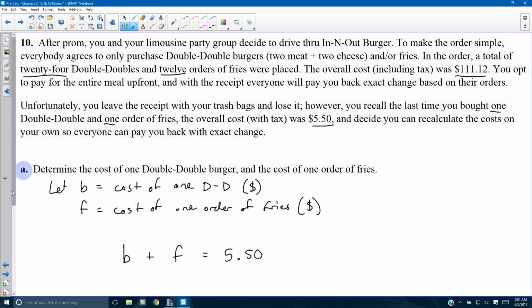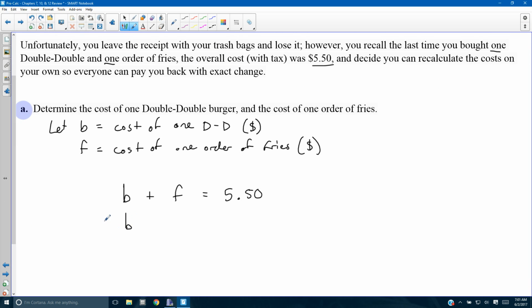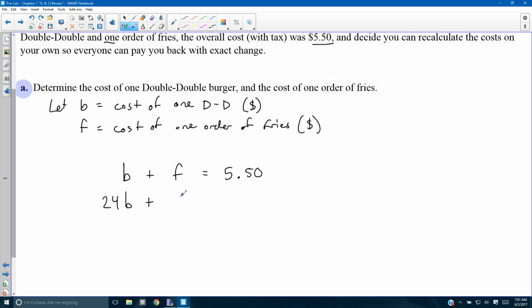24 doubles would take the cost of 1 double and multiply it by 24. That's going to be the cost of all my double burgers, plus the 12 orders of fries. That'll be the cost of 1 order of fries times 12 fries. That's going to total $111.12. So here's my system.